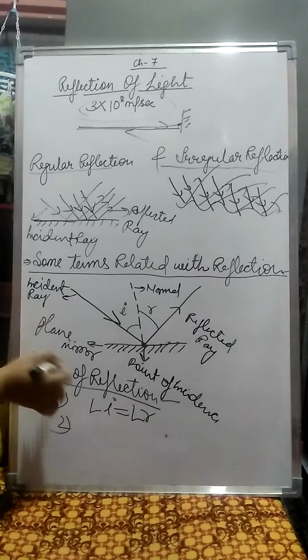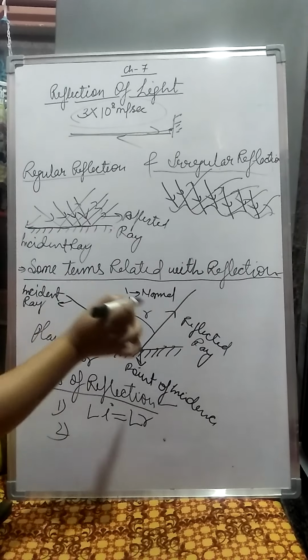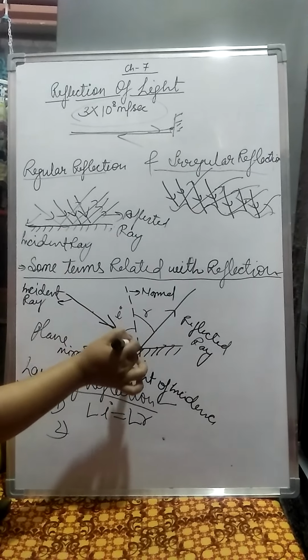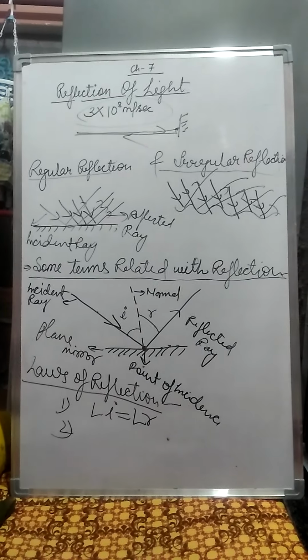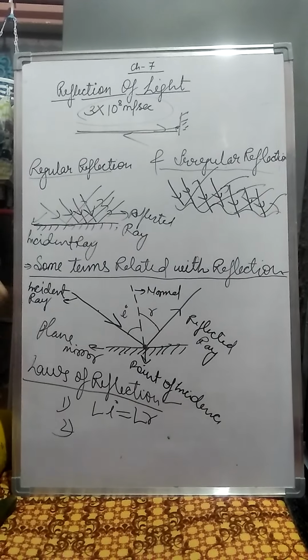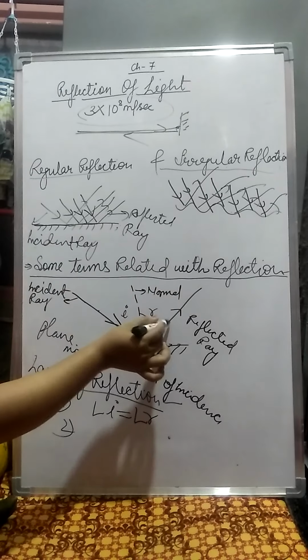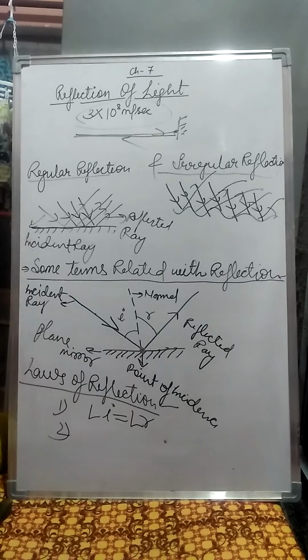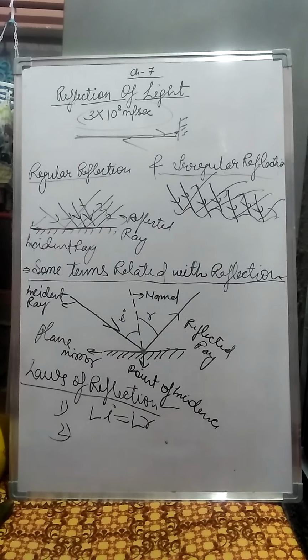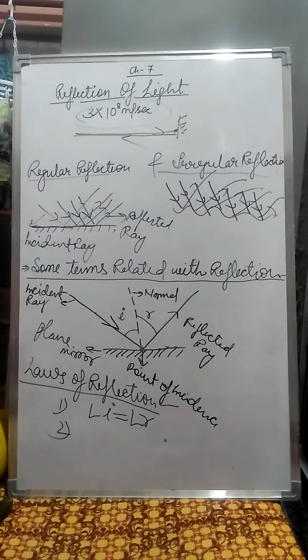Second, the incident ray, reflected ray and the normal at the point of incidence all lie on the same plane. This is the second law of reflection.